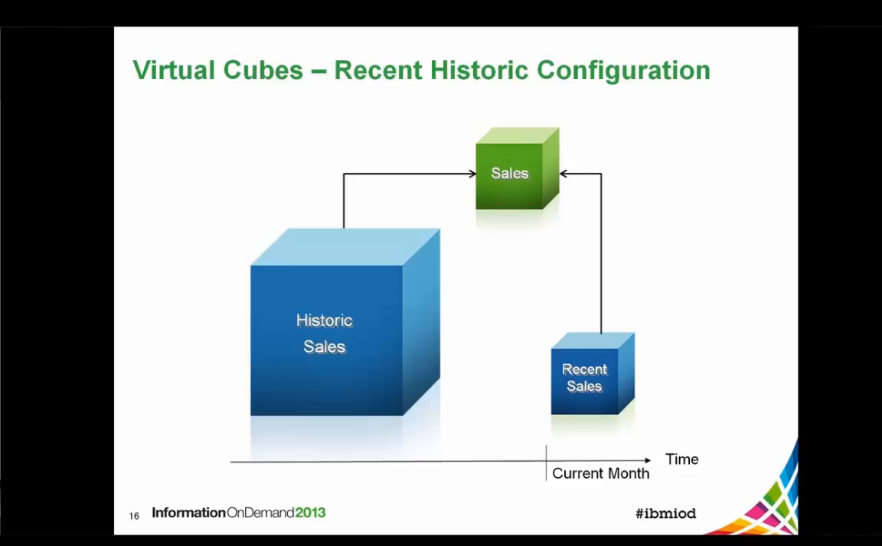And by bringing the data into a virtual cube, any queries that come in at the top at the sales level will be split across the historic and the recent sales. And because we have kept caches going for longer in the historic sales cube, it will run fast, and as well, any queries that go against the recent cube, since it's small, will also be fast.